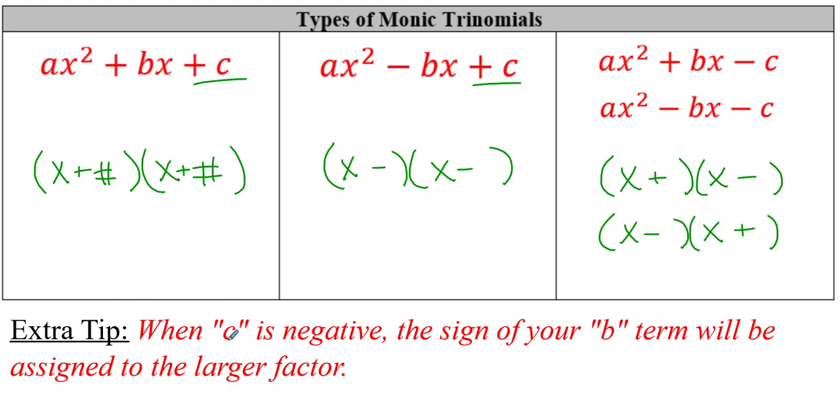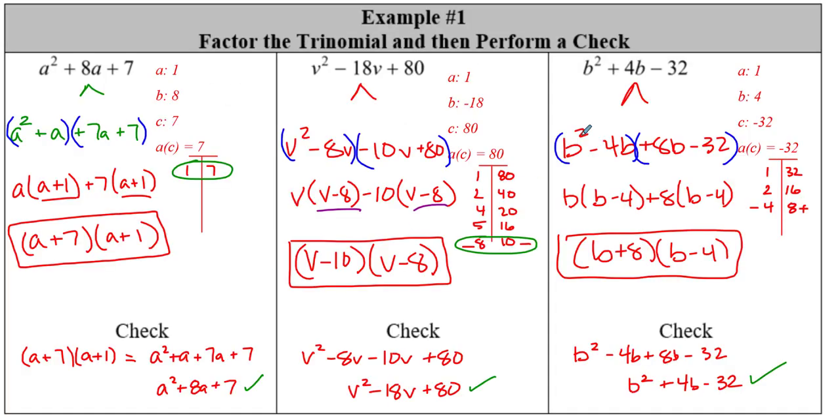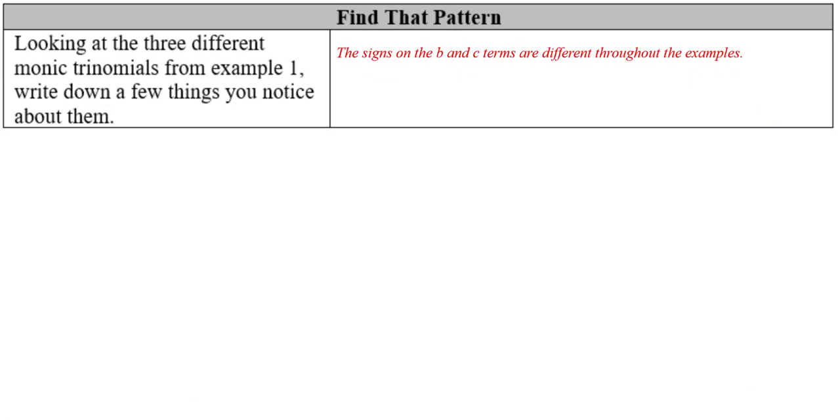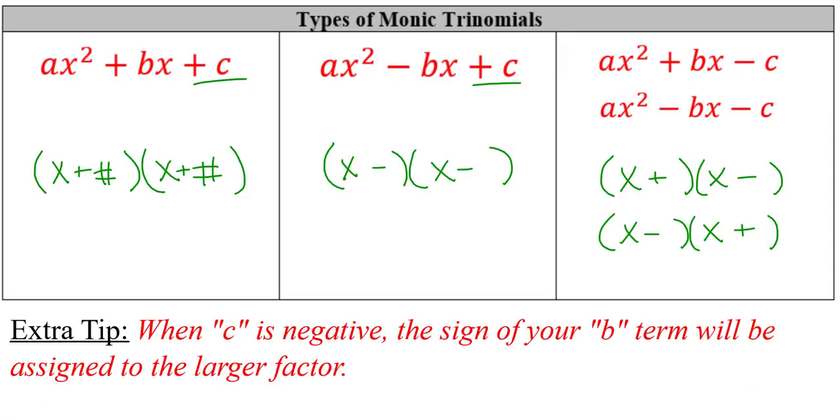And I do got a little extra tip down here. When your c term is negative and you're finding your factors, the sign of your b term, so if this is positive, that means it'll be assigned to the larger factor. So just like here, in our previous example, our b term was positive. That's why the positive went to the bigger factor. So that's just something to help speed you along the way.